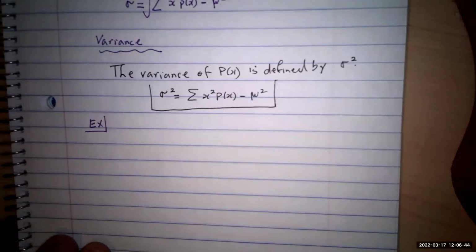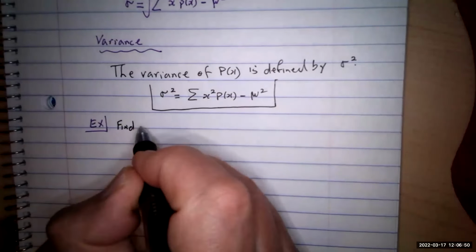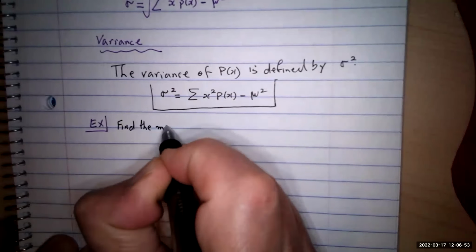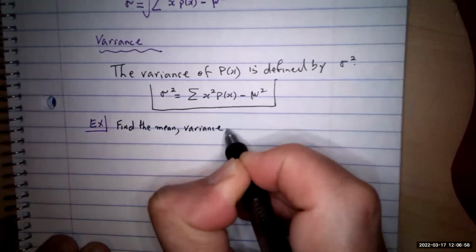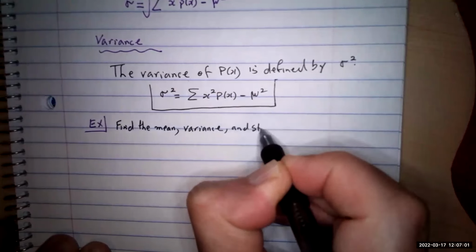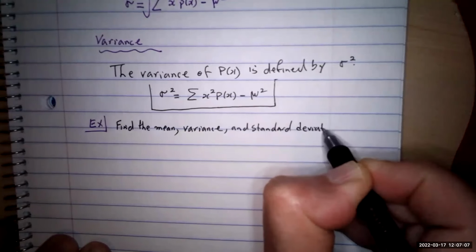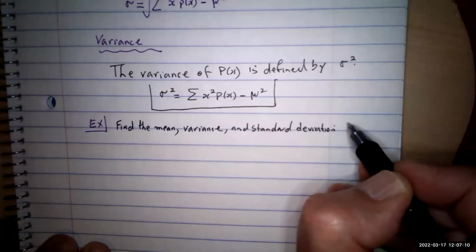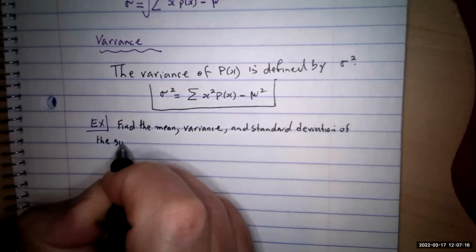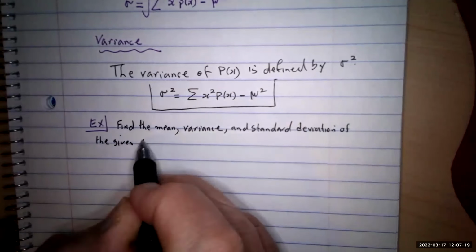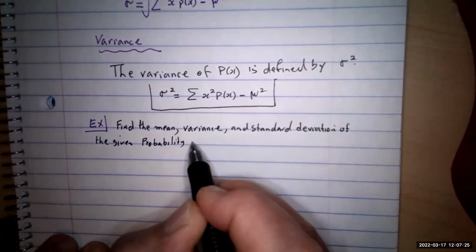So find the mean, variance, and the standard deviation of the given p of x, of the given probability distribution.